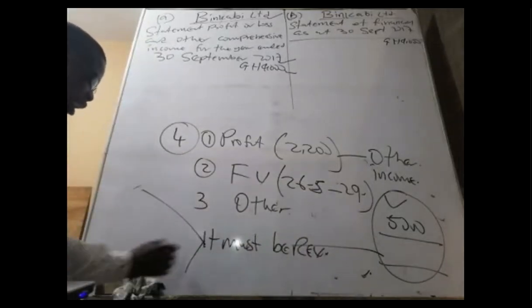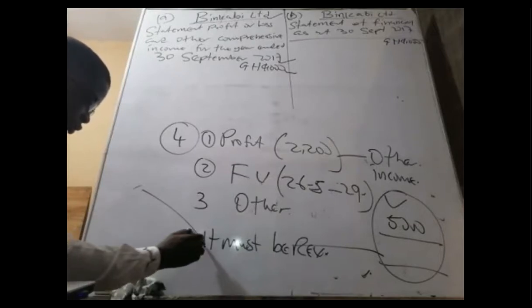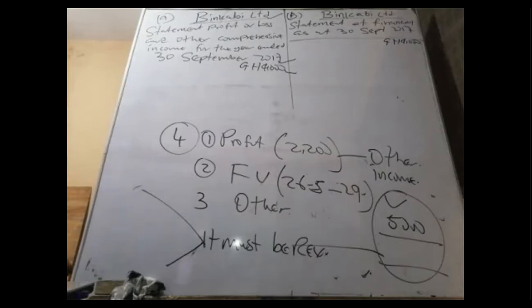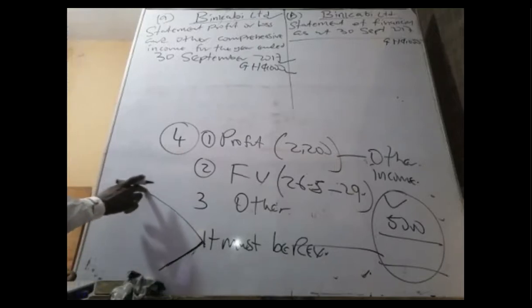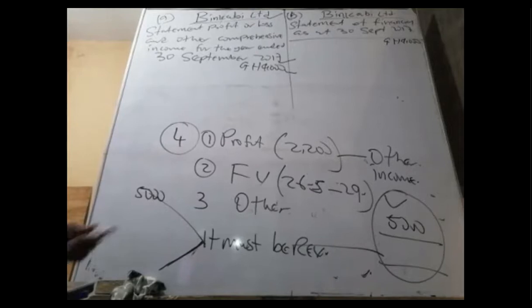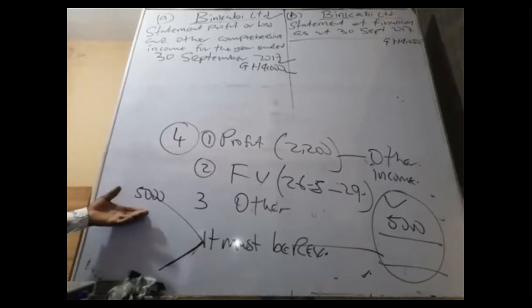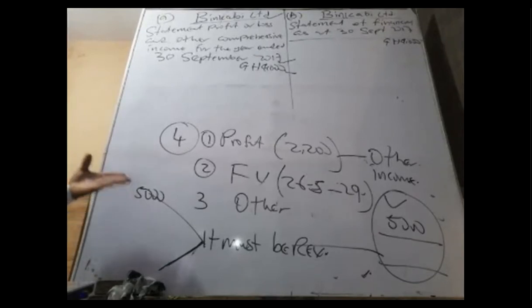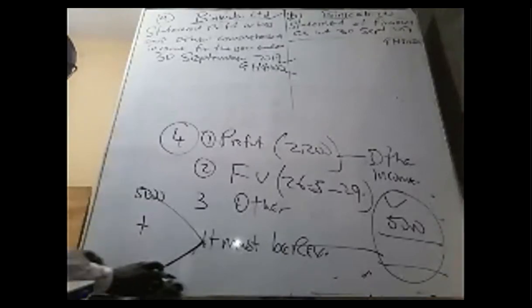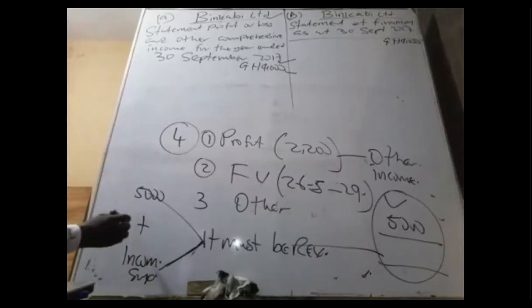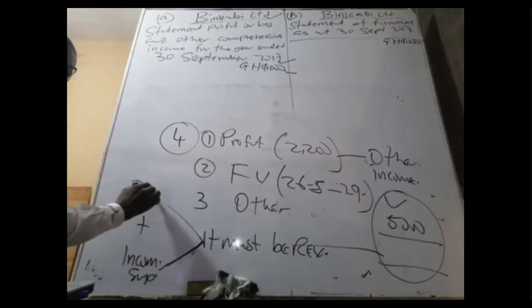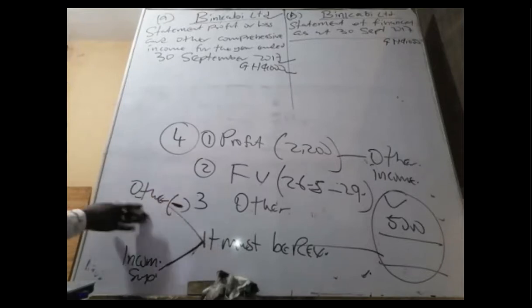So the total figure, this, the 5,000, if I reverse it, you take it from the other reserve. So the other reserve should be corrected. Take it from other reserve and add it to your income surplus. So add it to income surplus. That's all. So that's the reversal. So you subtract it from the other reserves, and come and add it to income surplus. That is the reversal.